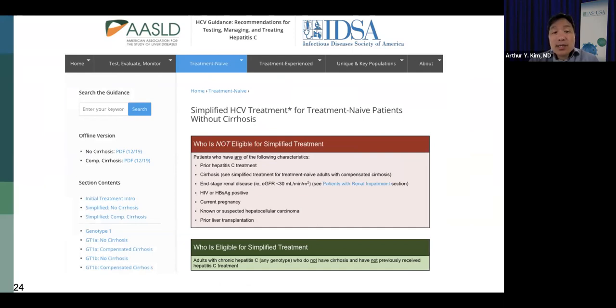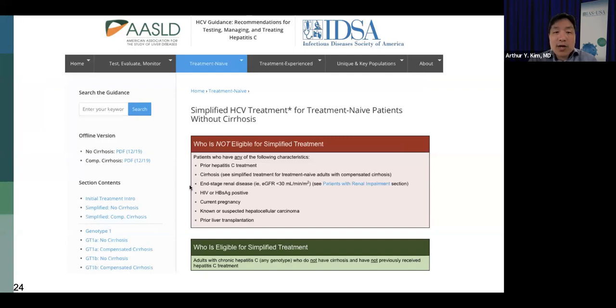So those with prior hepatitis C treatment, particularly with DAAs, you do want to have a more close look at them in terms of what might be going on. And there are regimens, if you look at the tabs up there for treatment experienced individuals, there is an audience question about that. But our focus right now is on the simplified regimens for those who are treatment naive or never had treatment before. And so now it says cirrhosis here, but I'm going to show you in a moment. This is for the simplified treatment on this page. There are now simplified regimens for those living with cirrhosis.